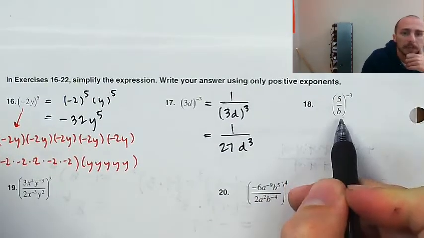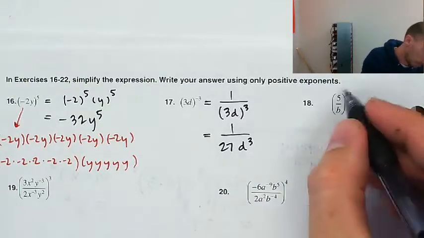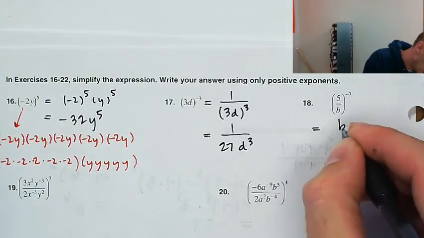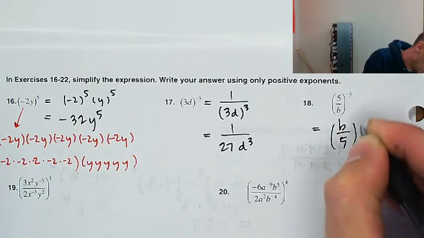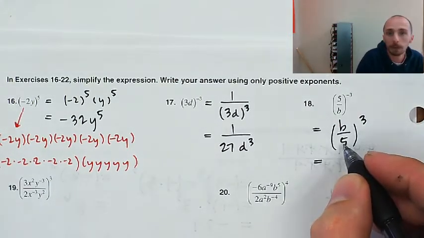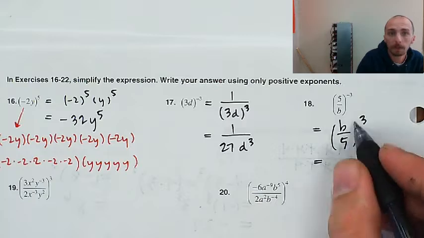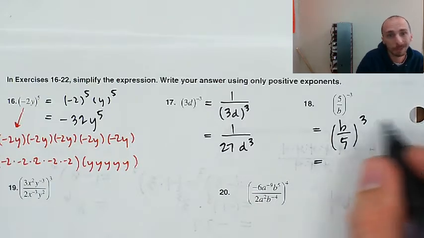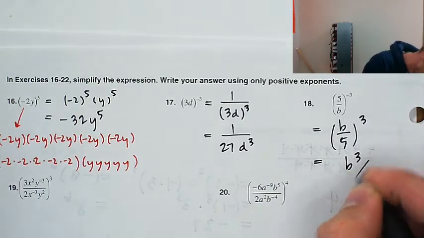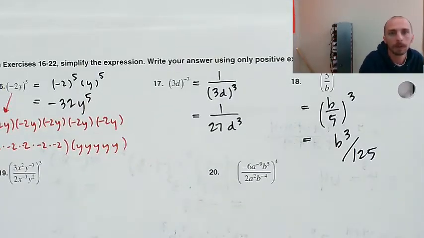And then 5 over b to the negative 3rd power, I'm going to flip this to deal with the negativity in the exponent. So that's b divided by 5 to the 3rd power. So I'm going to take b to the 3rd power and 5 to the 3rd power, because I'm multiplying b over 5 times b over 5 times b over 5, right? So I've got 3 copies of b and 3 copies of 5 to the 3rd, that's 125. Because 5 times 5 is 25, and 5 quarters is $1.25.